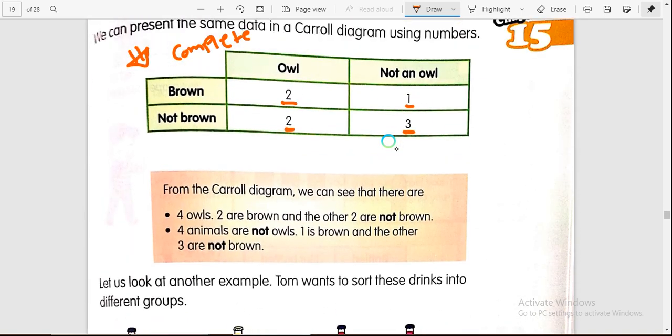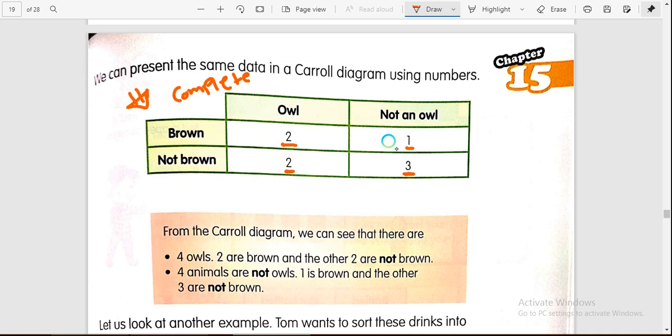So from the Carroll diagram, we can see that there are 4 owls, because 2 and 2 is 4. This is the column of owls, so 2 and 2 equals 4. So 4 owls. 2 are brown, and the other 2 are not brown. And here we have 4 animals. How can we know? 1 and 3 equals 4. One animal is brown, and the other 3 animals are not brown. Okay.